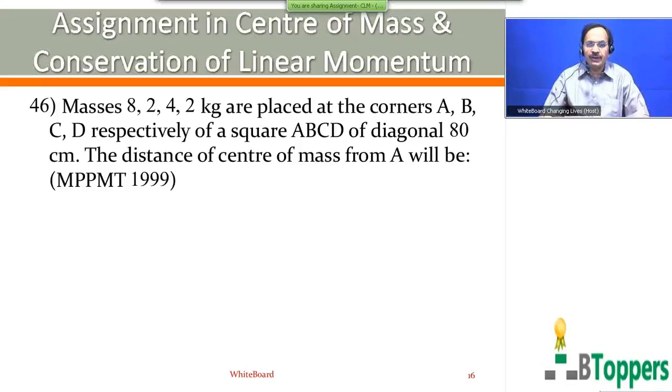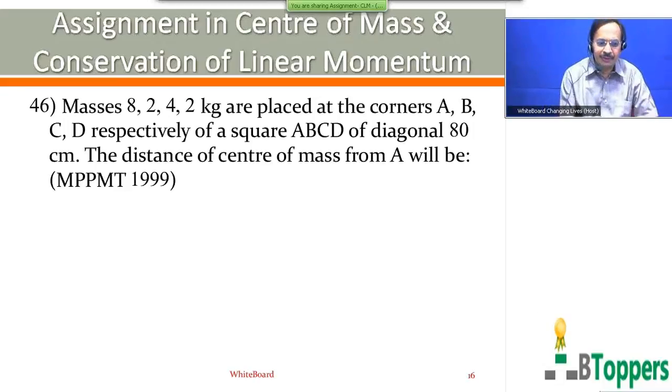I will once read it out. Masses 8, 2, 4, 2 kg are placed at the corners capital A, capital B, capital C, capital D respectively of a square ABCD of diagonal 80 centimeters. The distance of center of mass from A will be.